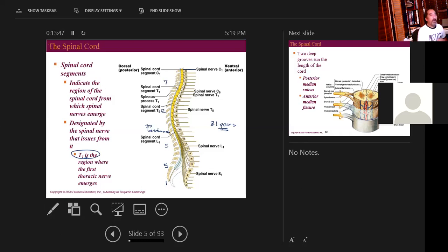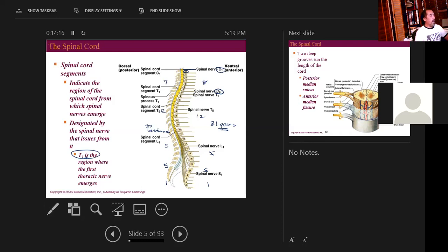You got C1 here. That's an extra one above the first cervical vertebrae. So we have C1 until C8 for the cervical. That's why you got 8, 12, 5, 5, and 1. So 31 pairs of that.